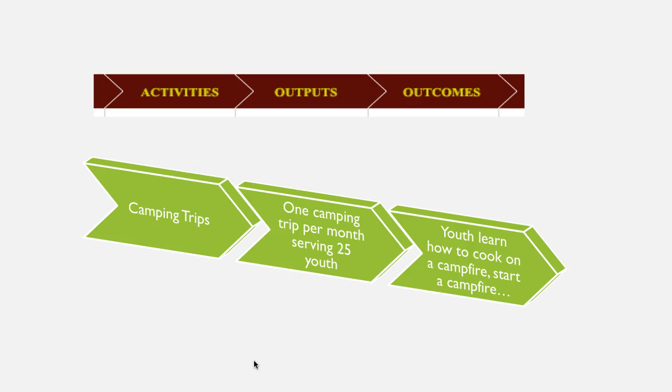Another example is the activity is camping trips. The output is to have one camping trip per month, and we're going to serve 25 youth. The outcome, what we expect, is that youth learn how to cook on a campfire, how to start a campfire, and they may learn how to put up a tent, how to forage. But it's what we expect that they will be able to do after this activity.